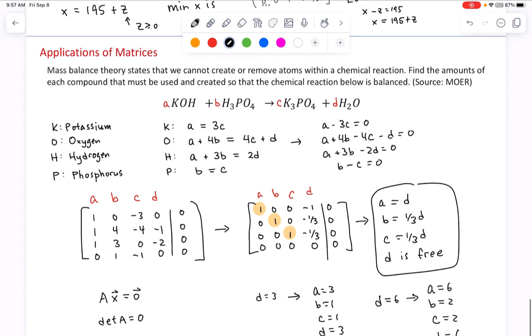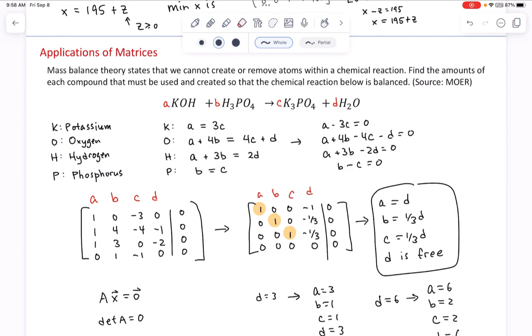And so we could also do 6 of these compounds plus 2 of these will produce 2 of these and 6 of these. And there's really infinitely many answers, but we should limit ourselves to choices of D that lead to A, B, C, and D all being whole numbers.